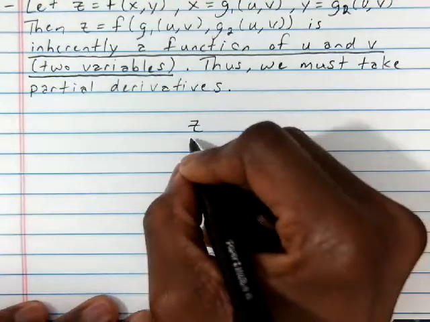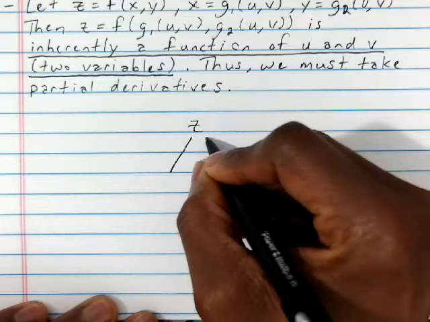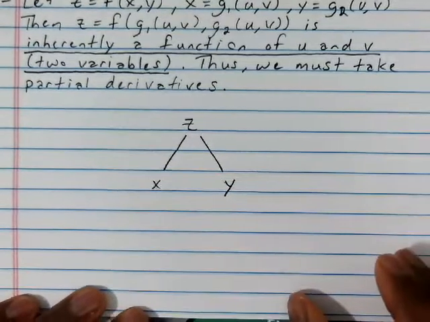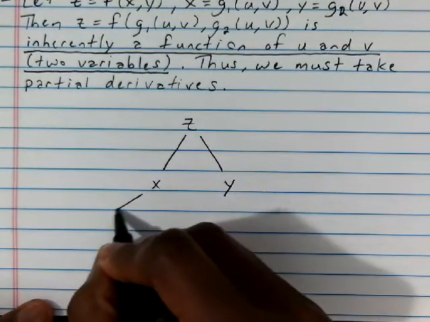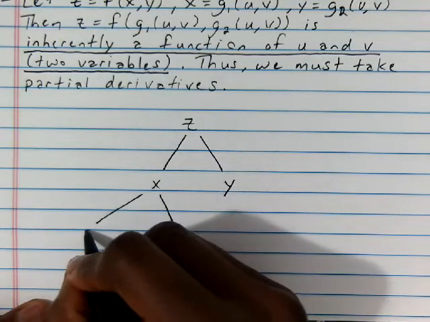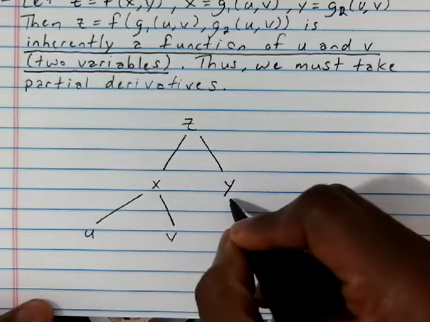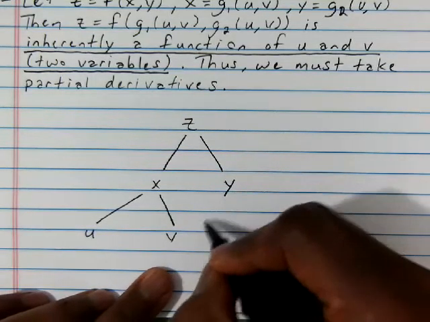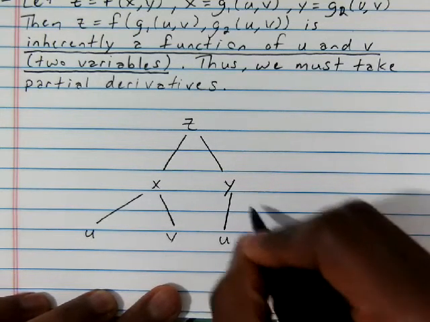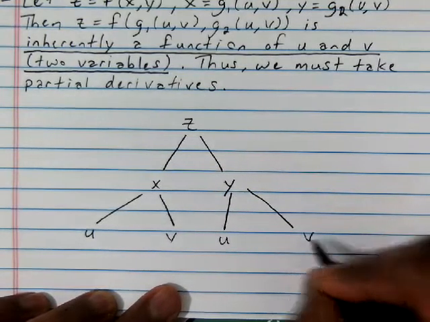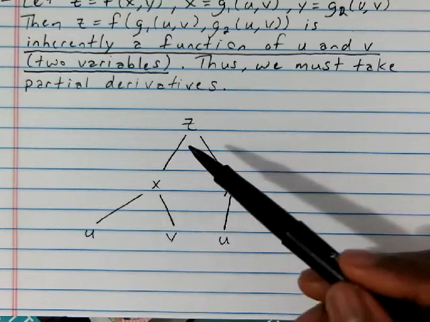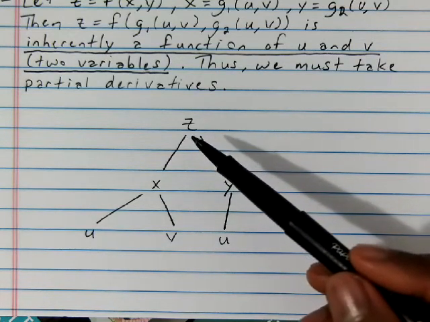So z is itself a function of initially just x and y. But x is a function of u and v, and y is a function of u and v. I'm trying to make sure that these two in the middle don't get too close to one another because I need some space to write. All right. So now what we want is the partial of z with respect to u, and the partial of z with respect to v.